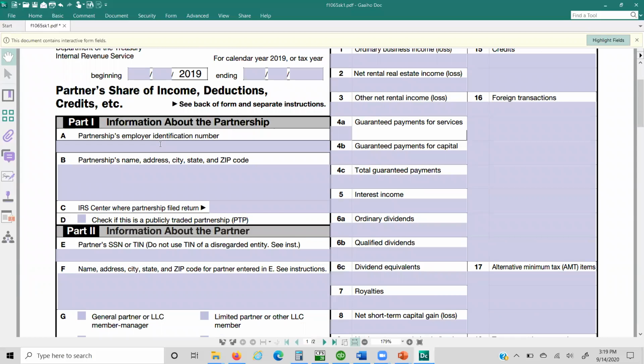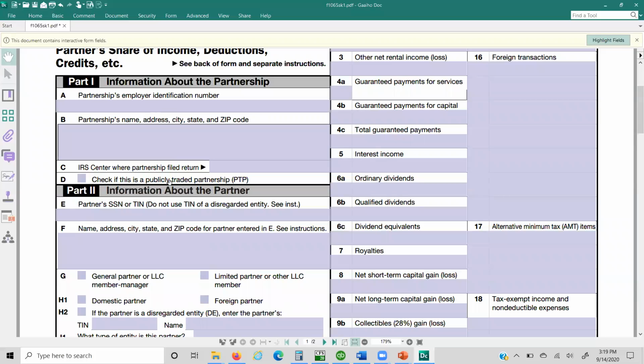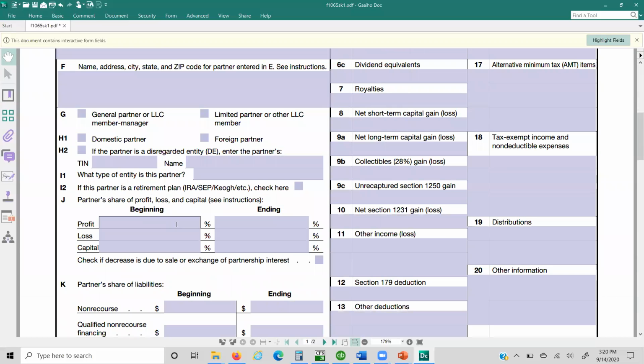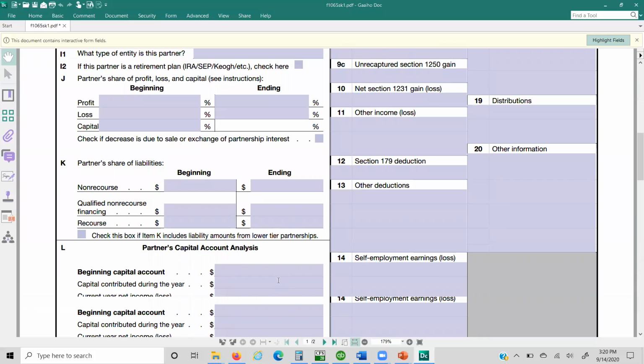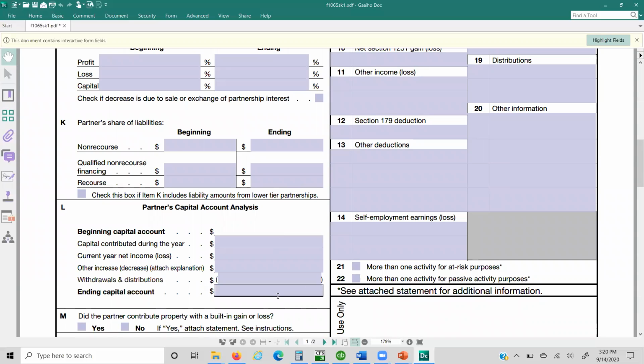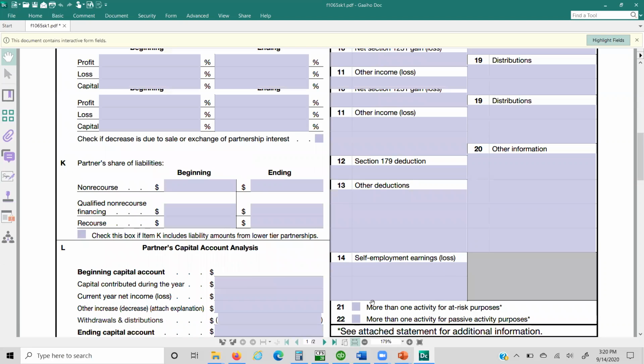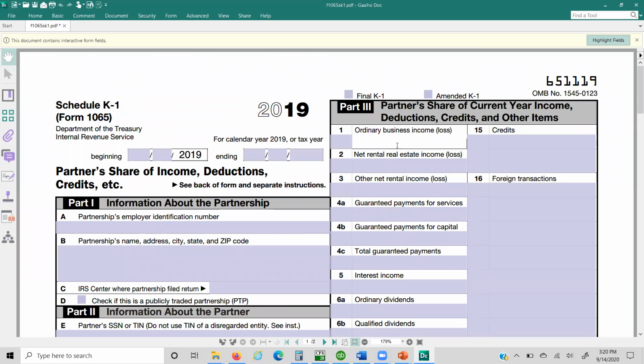So the left side of the Schedule K1 is information about the partnership, information about the partner, and the ownership percentages beginning and ending for that individual partner, their share of liabilities, and a reconciliation of their personal capital accounts. In a partnership, you don't have just one owner's equity account. You would have multiple owner's equity accounts, one for each partner. You'd also have a draw account, one for each partner. Guaranteed payments account, one for each partner. So that K1 becomes what information is reported by the partner on their personal tax return.